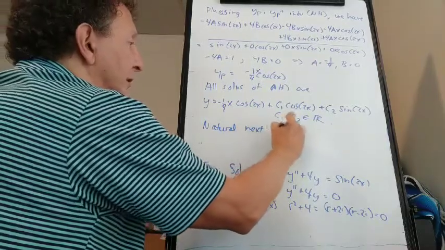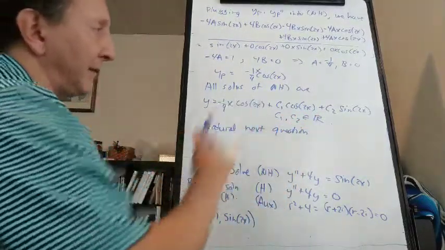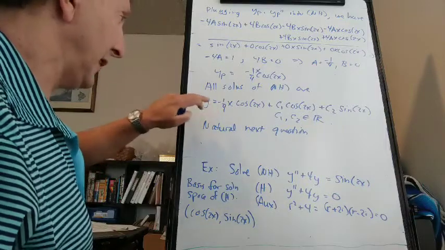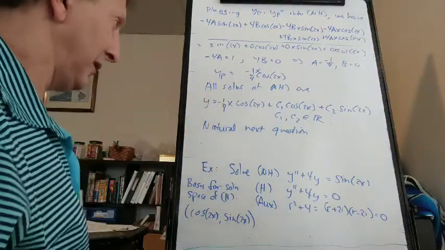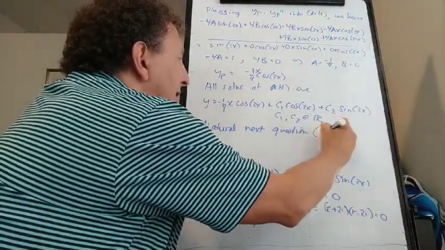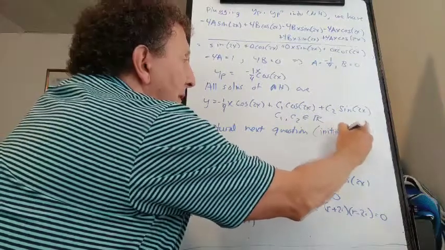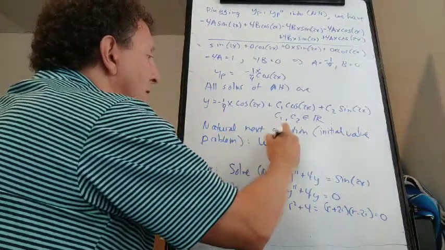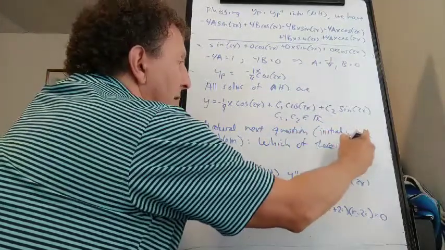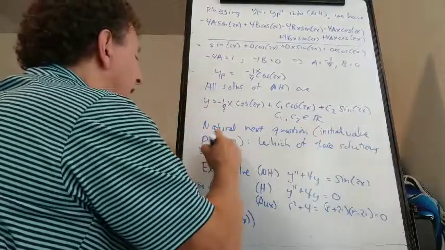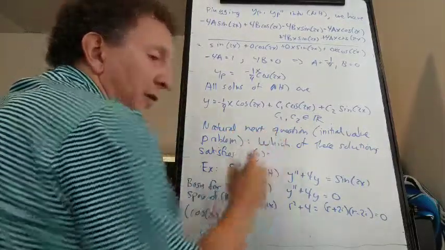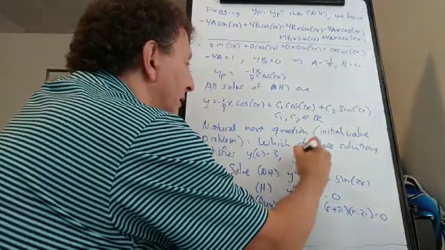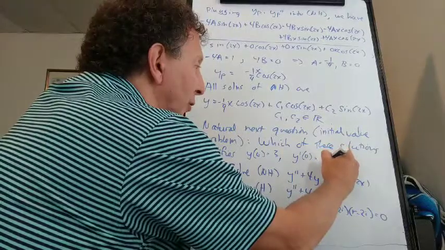Alright, and then a natural next question. If we're given an infinite family of solutions, often the next thing we ask is which one of those solutions has certain properties. And that type of question is called an initial value problem. So which of these solutions satisfies y of 0 equals 3, y prime of 0 equals 7/4.